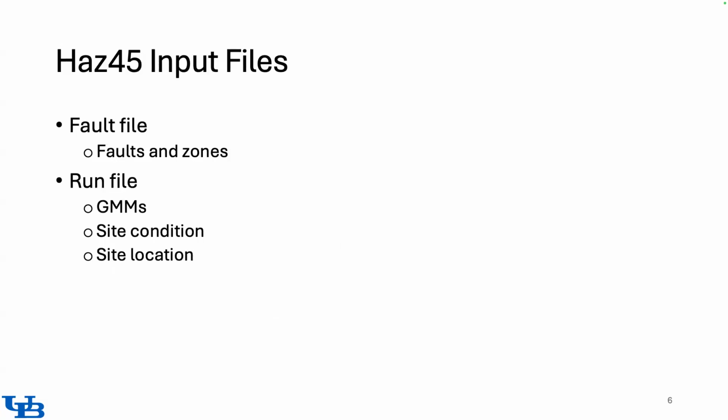So as I said, in the 2 modules, you need to define the fault file, which will define the geometries of all the faults and background zones that you want to use. And then the run file, where you will define the ground motion models that you will use that are applicable to your scenario, the site conditions, so information like the VS30, the depth to 1,000 meters per second or 2,500 meters per second, and where your site is located relative to all the faults to calculate all the necessary distances.